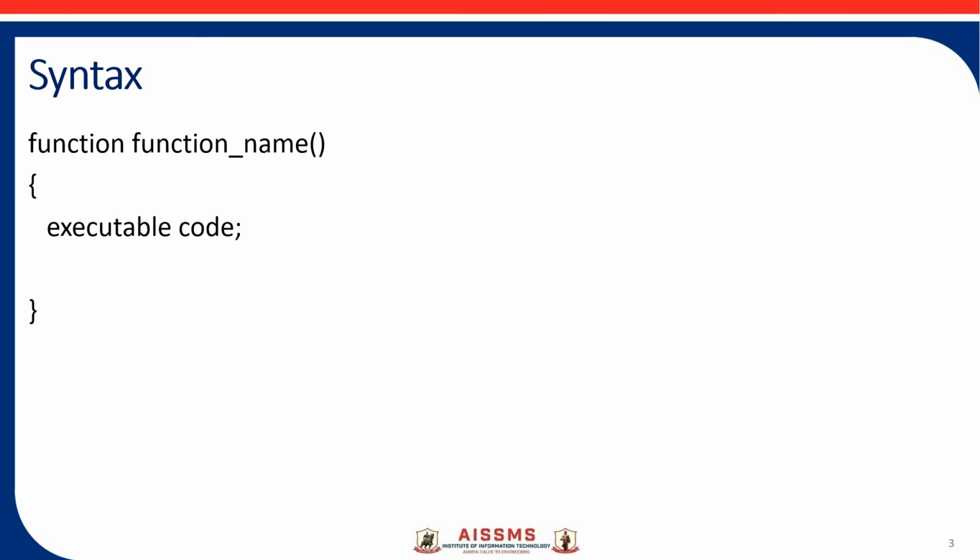Let's understand the syntax of a function. Function is a keyword, then you write the name of the function, and then in curly braces you write the code for this function.